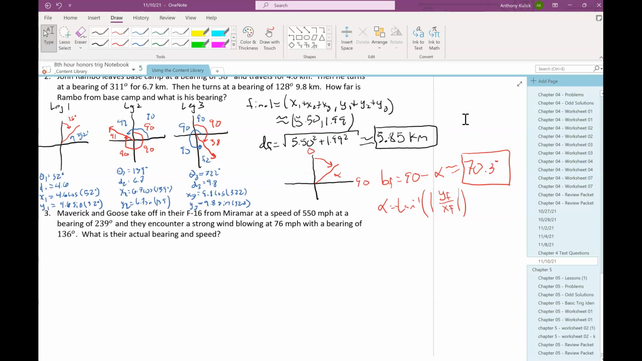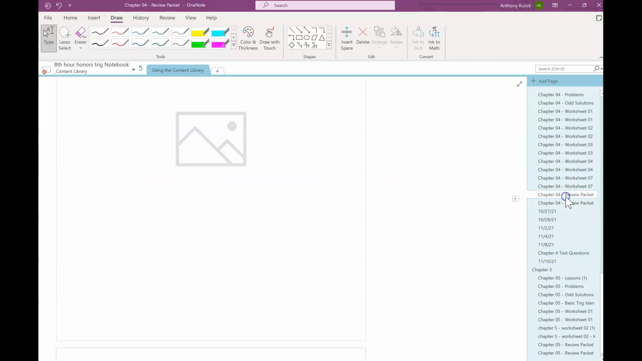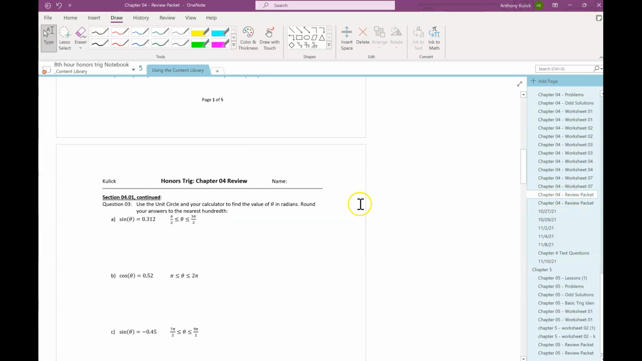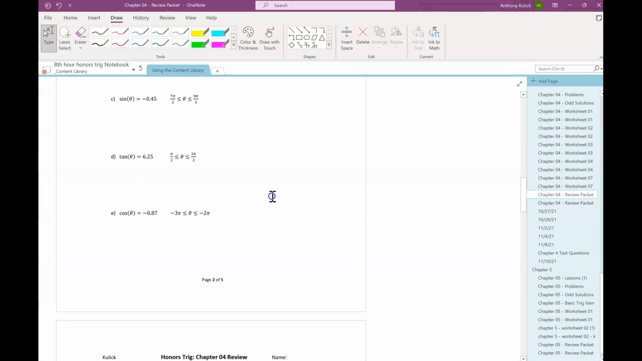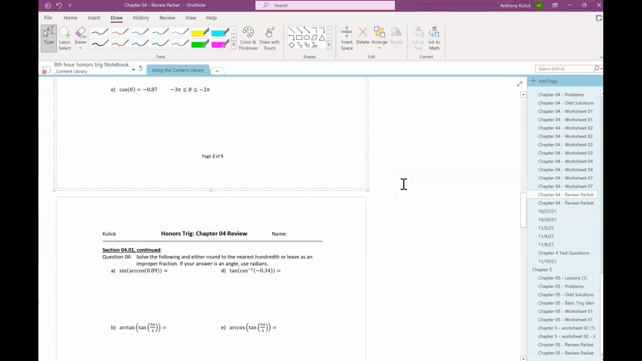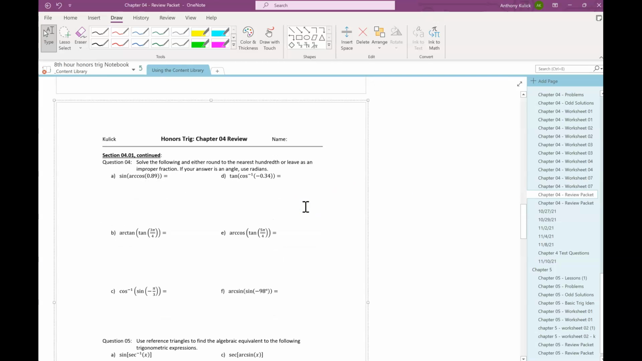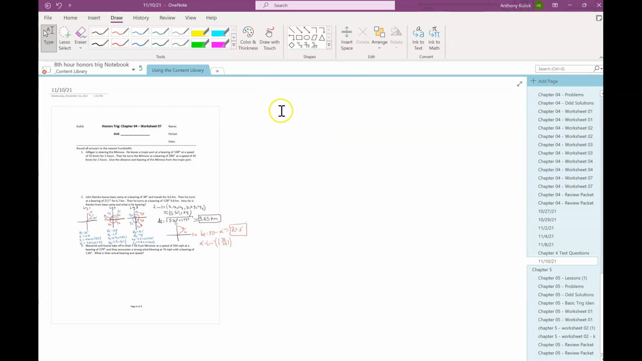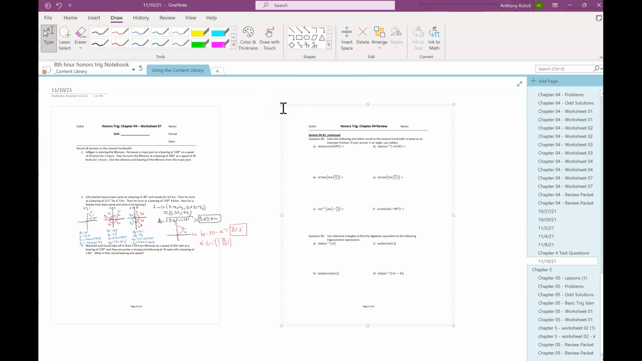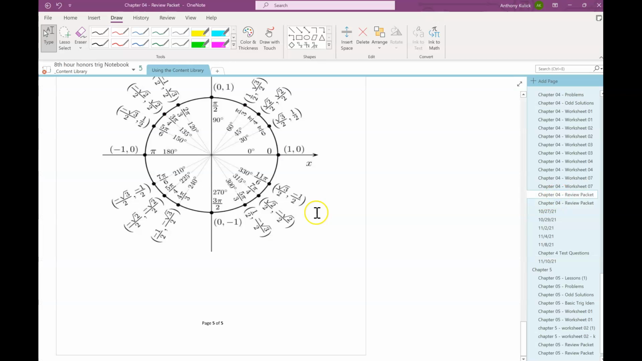Tommy? On the review packet, can you do question 4E? What page are you looking at? I think it was 2. Question 4. This one? No, down one. Yeah, and then E from that one, please. So I need the unit circle to go with this.